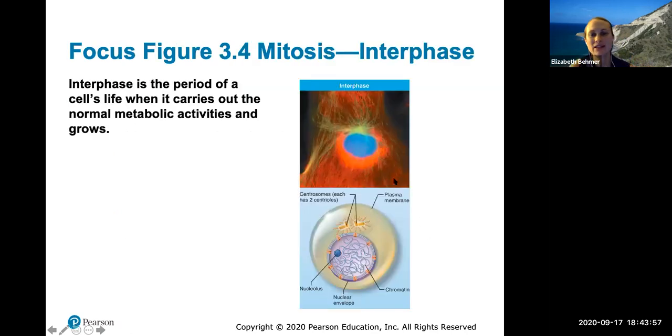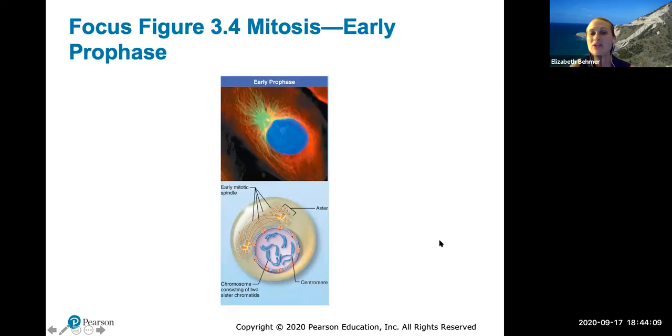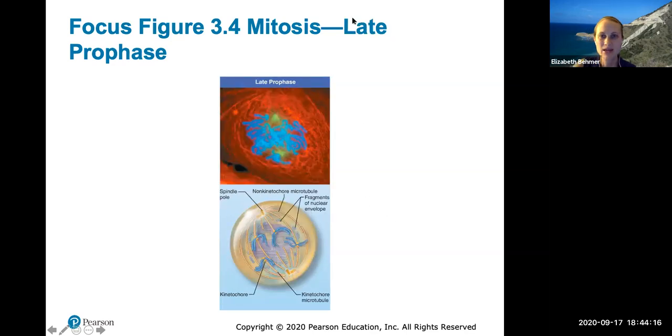So here is a look at interphase showing normal cell growth. During interphase, you would see chromatin, you would not see chromosomes, and you would see the nuclear envelope still intact. Here's early prophase where we would start to see chromosomes forming. And here is late prophase where we would start to see the division of the nuclear envelope. The chromosomes are still in their X shape, but they haven't been lined up or split apart yet.